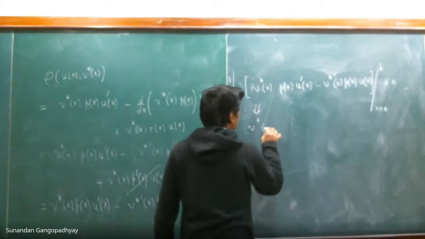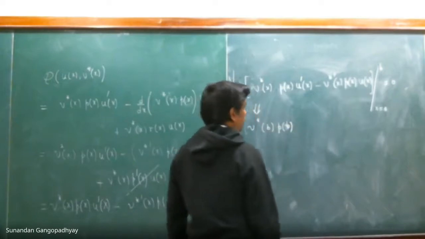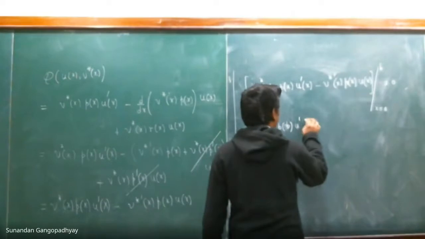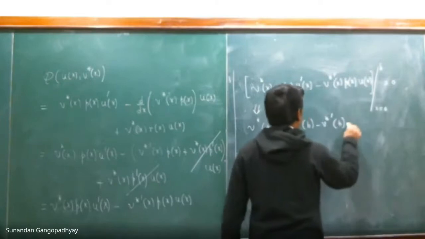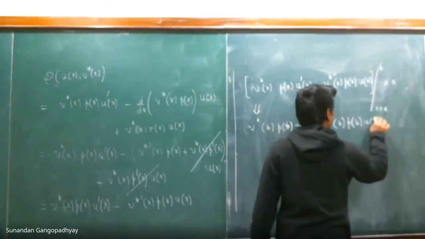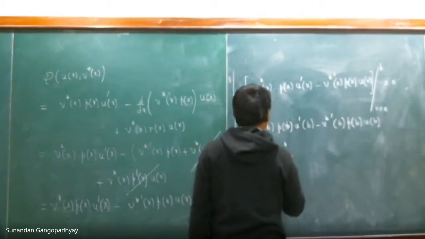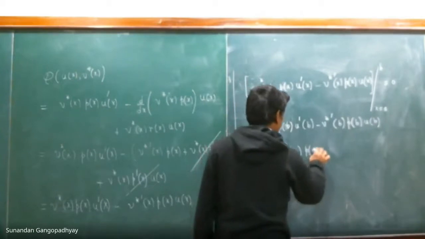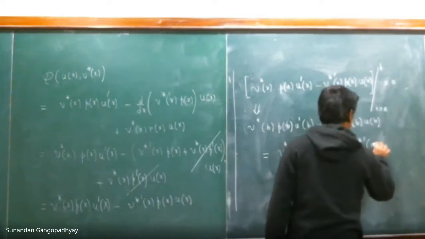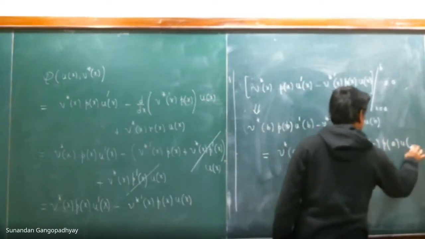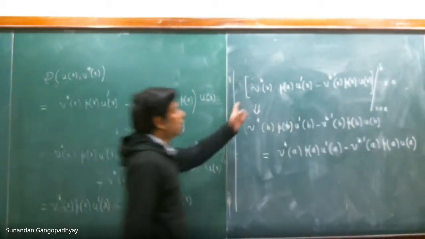v star at b, p at b, u prime at b, minus v star prime at b, p b, u b, this must be equal to v star a, p a, u prime a minus v star prime a, p a, u a. Okay. So this must be equal to this. So this being equal to 0 gives us this condition. This is the boundary condition.